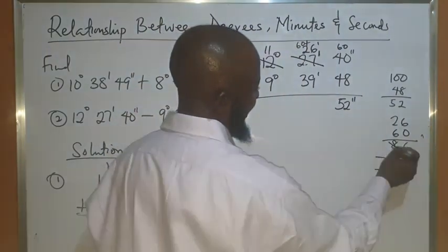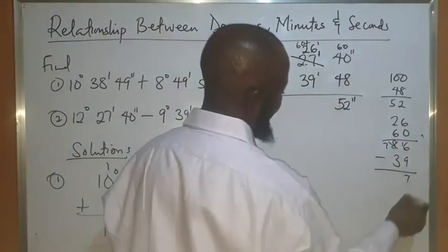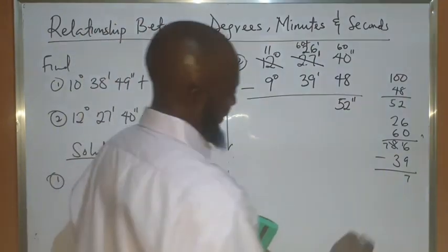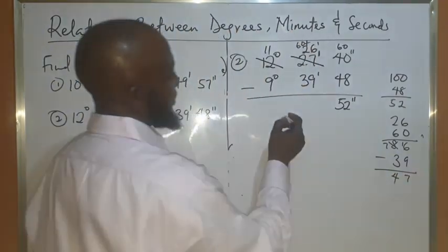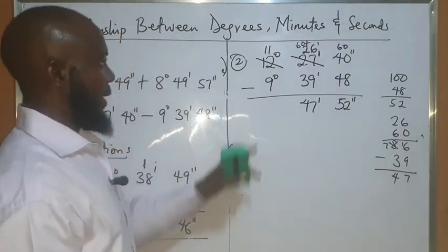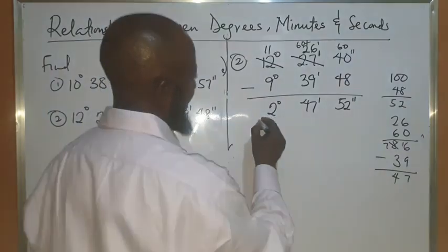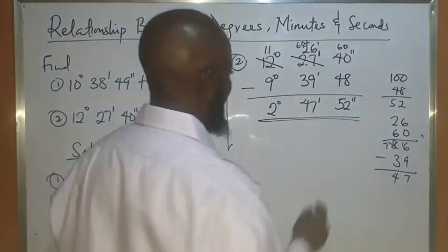So the same thing here too. This is 7. This is 16. So this gives us 7. Alright? So 7 minus 3 gives 4. So this one was 47 minutes. Then 11 minus 9 gives us 2 degrees. You can see this is very simple and straightforward.